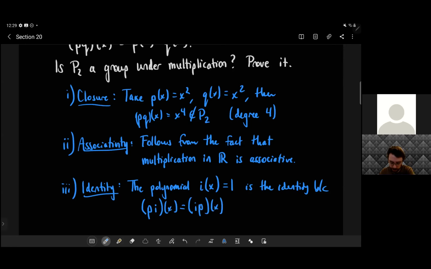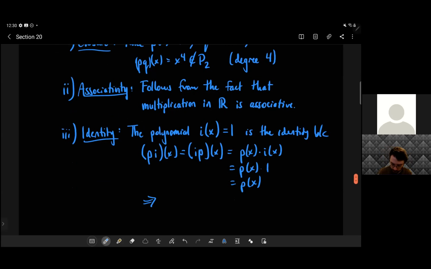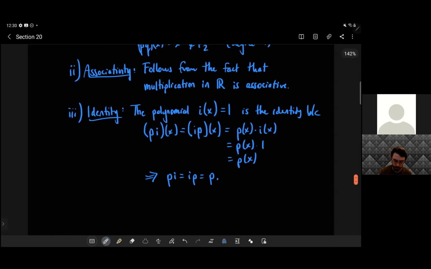Again, it's weird to write things this way, I know. It just turns out to be p of x times I of x, but I of x is 1. So that's just saying pI equals Ip equals p, if you write it in group theory notation.